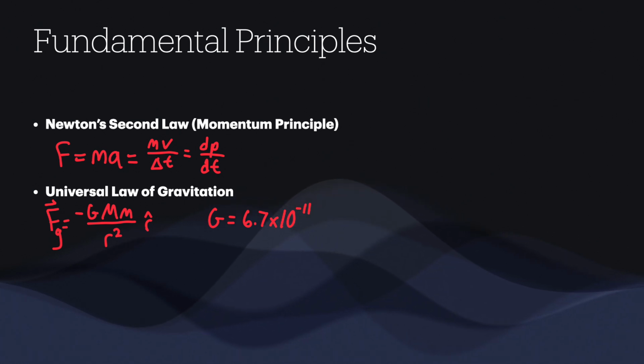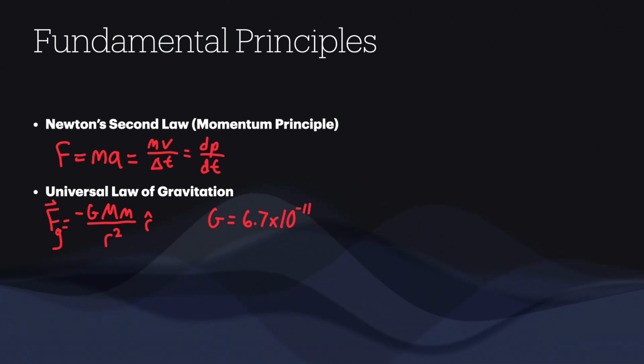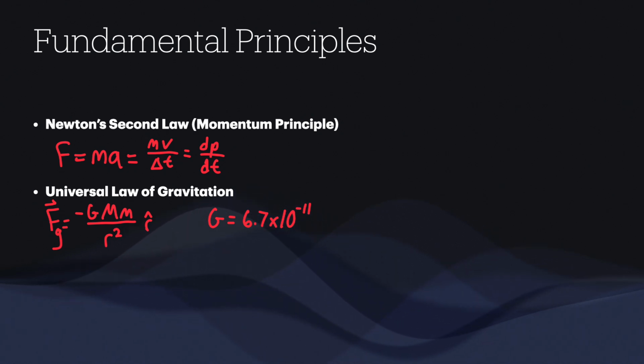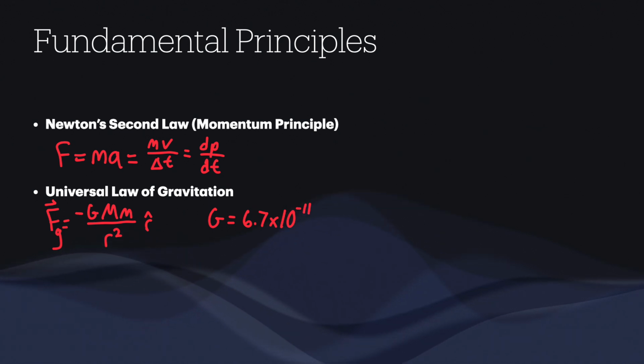Fundamental principles. We utilize Newton's second law, or the momentum principle, where force is equal to mass times acceleration, or the change in momentum over the change in time, or dp/dt. And then we also utilize the universal law of gravitation, where the gravitational force is equal to the negative gravitational constant times the mass of one object times the mass of a second object over the distance between those squared.